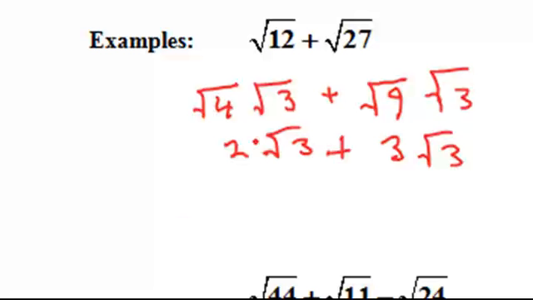Are these like terms? Yeah, they have like radicals, right? Same radicand, same index. So we have 2 of these plus 3 of these. Addition of these is not like fractions. Addition on these is actually kind of fun. It's actually, to me, one of the easier sections. Okay, let's do it again.